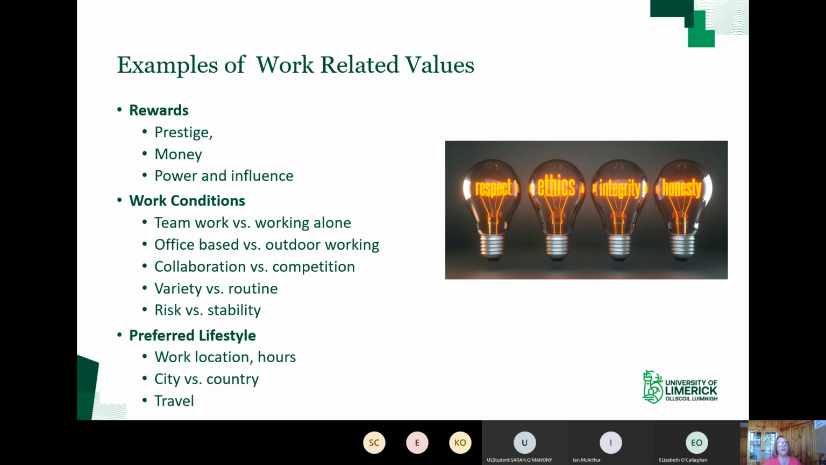Great stuff. So just some examples then of values that would be considered work related. Some obvious ones are around reward, so getting paid for the work you do. For some people, the financial reward, the money, is their most important thing, or something that's very important for their values. But for others, it might be around prestige, or around power and influence and making a difference, or managing people.